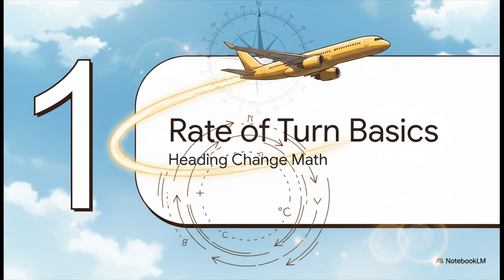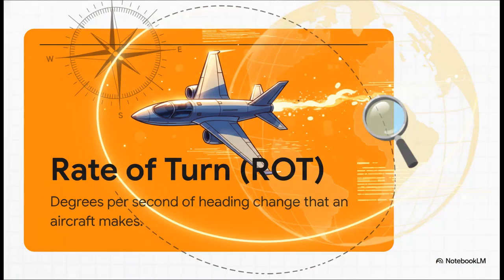Section 1. Rate of turn basics, heading change math. We'll start by pinning down exactly what's happening when your aircraft changes heading. So, the absolutely crucial point here is that rate of turn is simply measuring how fast your nose is sweeping across the horizon. And we always express this in degrees per second. Now, this isn't about the physical space your plane is taking up in the sky. Not yet, anyway. It is purely about the speed of your heading change. If you're ripping across that compass dial quickly, you get a high rate of turn.